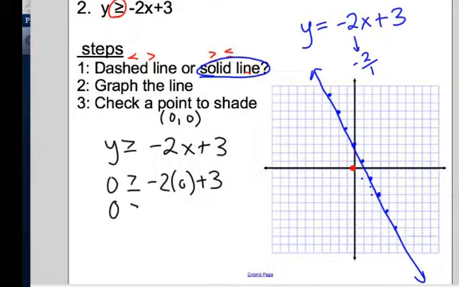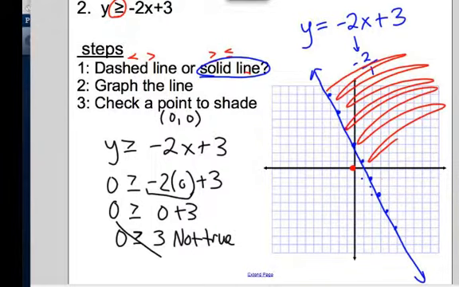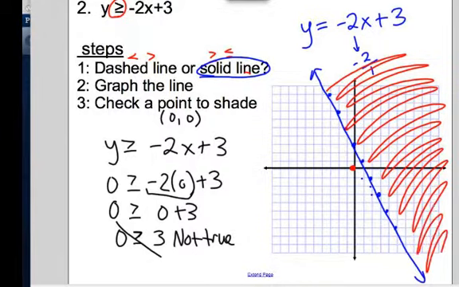So let's see, 0 greater than or equal to negative 2 times 0, which is 0, plus 3. Is this true? This says 0 greater than or equal to 3. Well, that's not true. So that means 0, 0 is not a solution. So this red point is not a solution, and I'm going to shade on the other side of the red point, because 0, 0 was not a solution. And you're done with the graph.